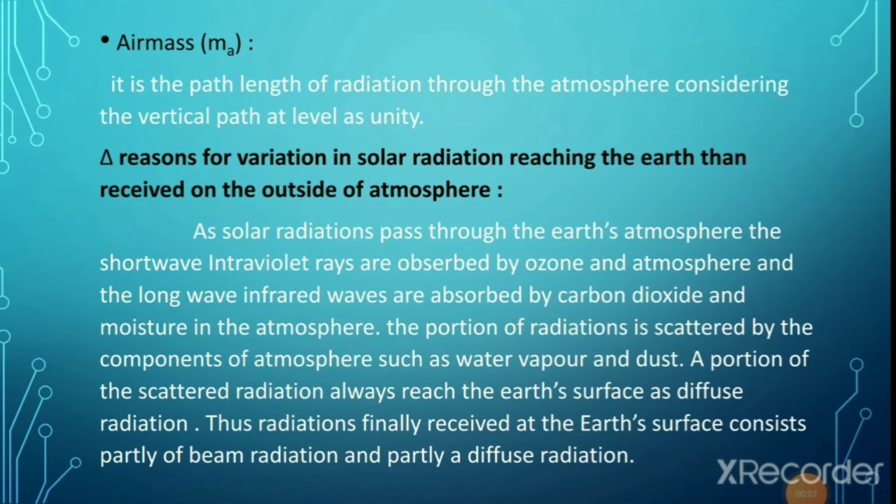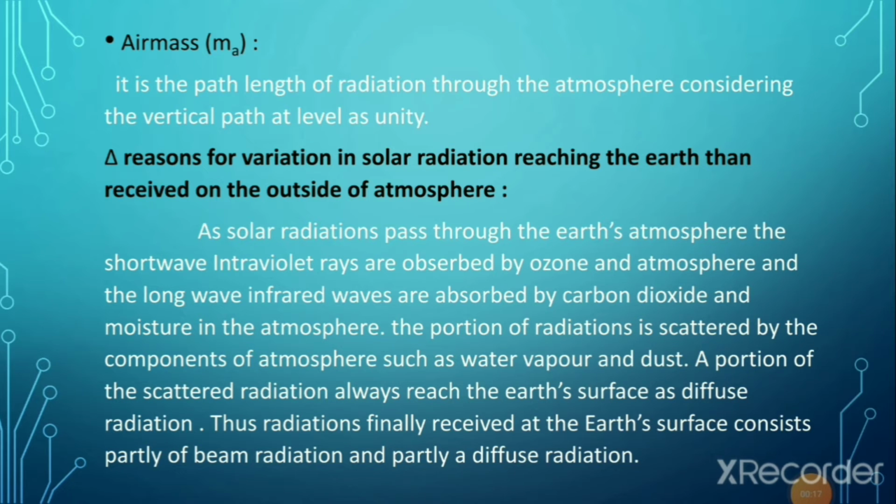Then we will know what is the reason for variation in solar radiation reaching the earth than received on the outside of the atmosphere. As solar radiation passes through the earth's atmosphere, the shortwave ultraviolet rays are absorbed by ozone and atmosphere, and the long-wave infrared waves are absorbed by carbon dioxide and moisture in the atmosphere.